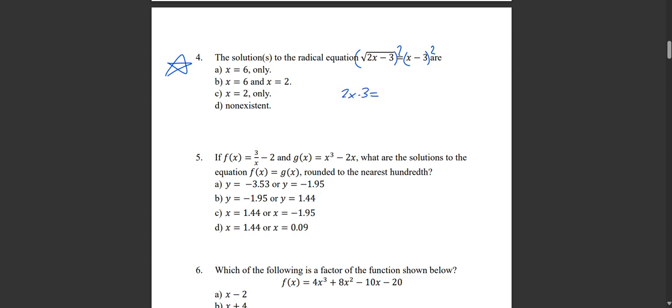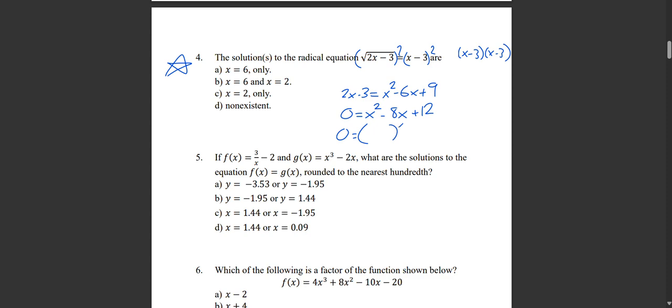I'm going to FOIL a quadratic that I don't really need to show. So x squared minus 6x plus 9. I'm going to move everything over to one side so I can do a little algebra magic. So minus 2x to make it 8x, add 3 to both sides to make 12. And then you can use the quadratic formula or you can factor.